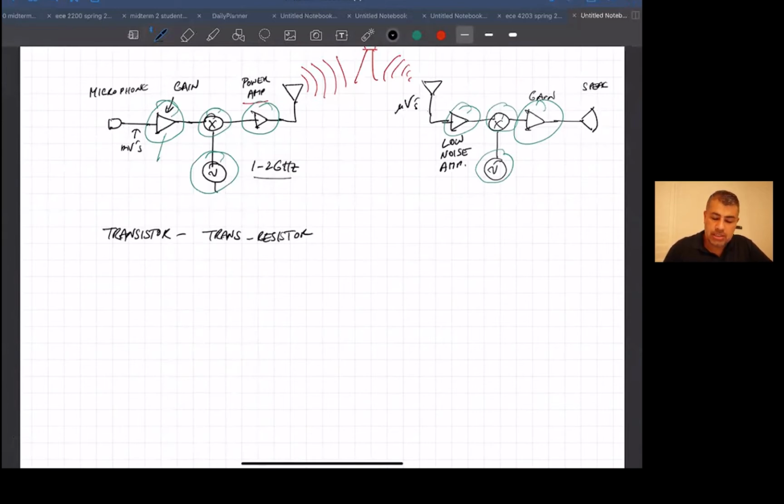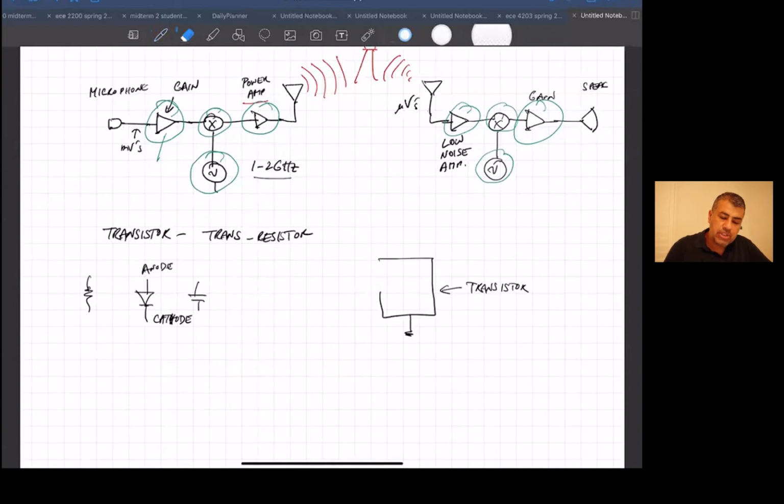But the upshot is, conceptually what it does is, let's say this is a transistor. A diode is a two-terminal device, right? I keep forgetting it, but I think you've got the cathode and the anode. So you have the cathode, the anode. A resistor is a two-terminal device. A capacitor is a two-terminal device. A transistor is a three-terminal device.